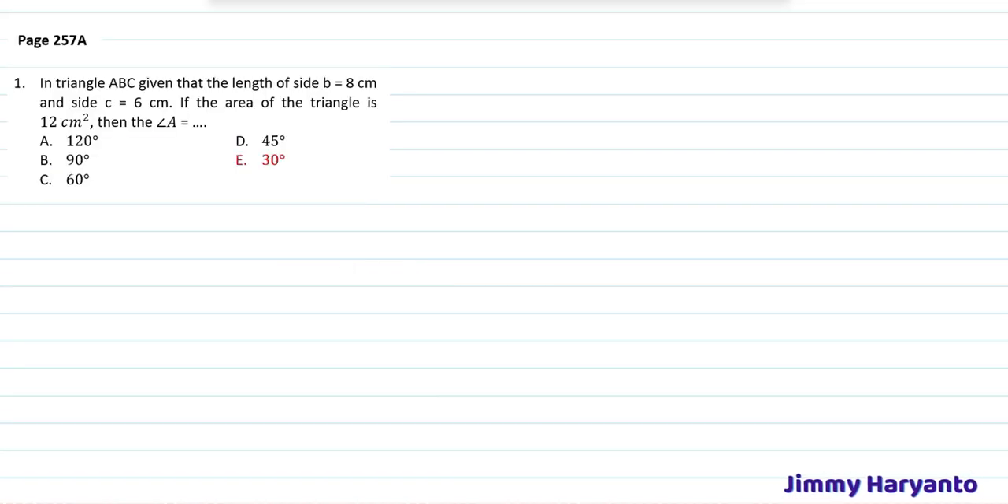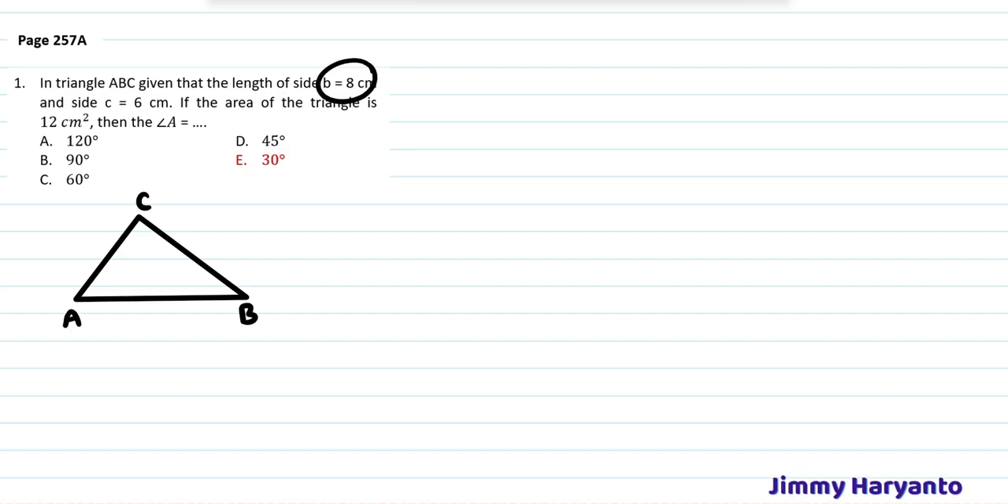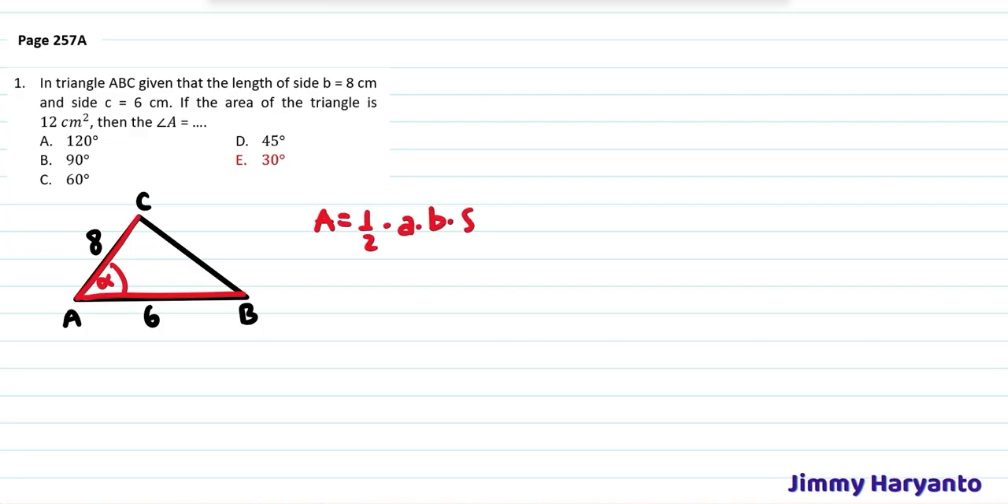And the next one is page 257A. In triangle ABC, this is A, this is B, this is C. This B is the side opposite the angle B. C is right here, and then the area is 12. Because we use these sides, the angle will be this one when you use the formula of the area of a triangle. So the area of a triangle is half times A times B times sine C.